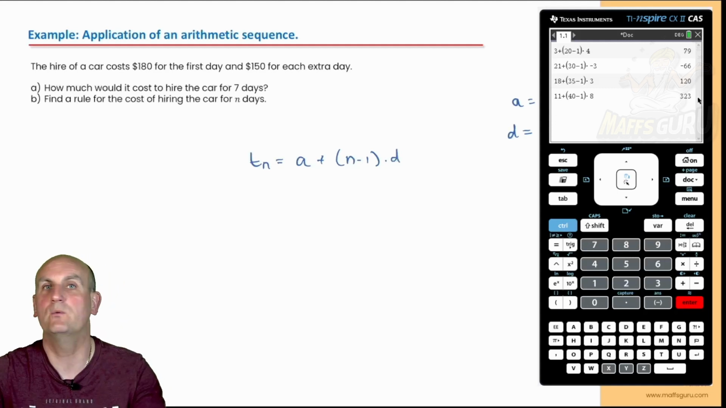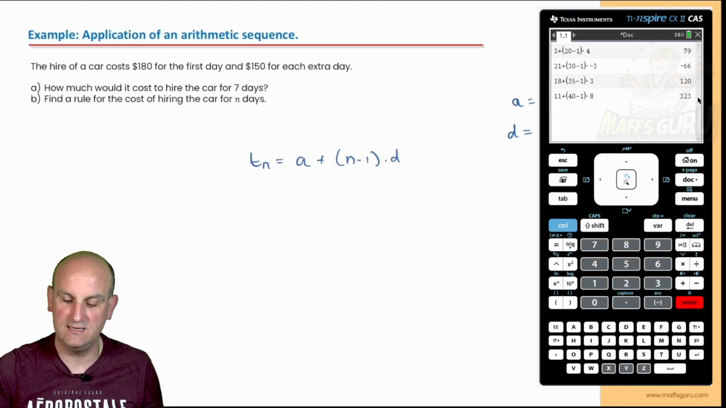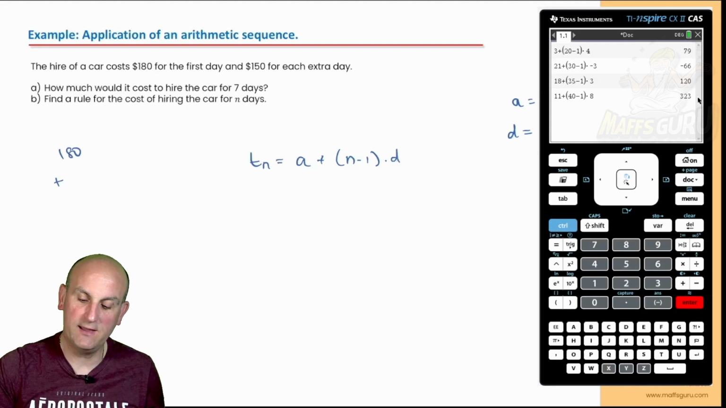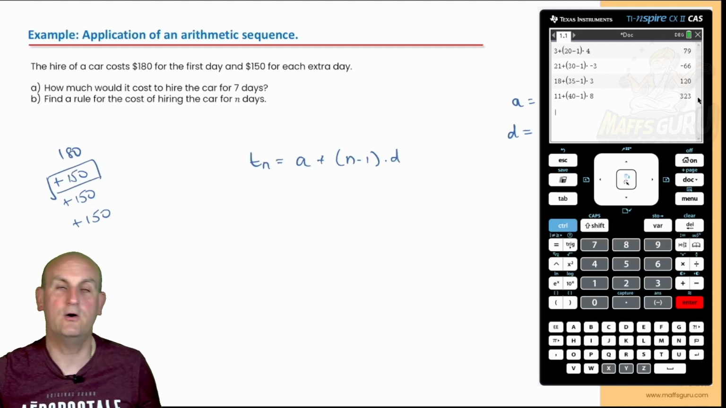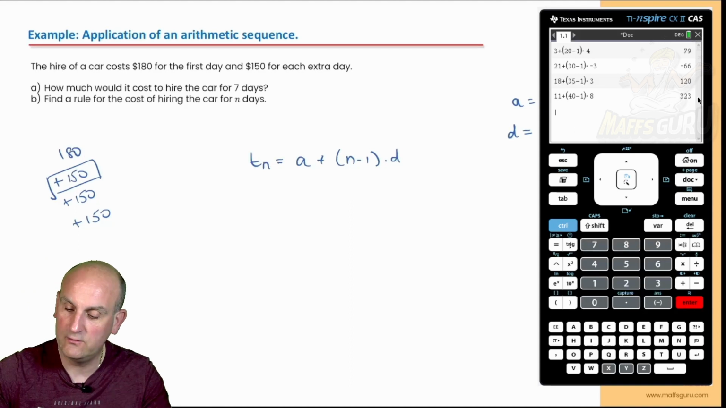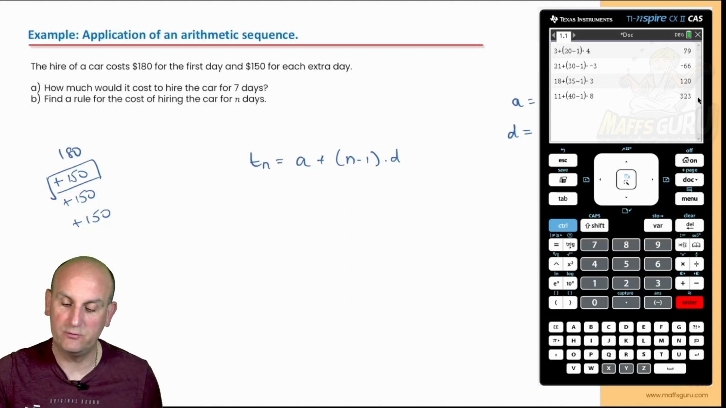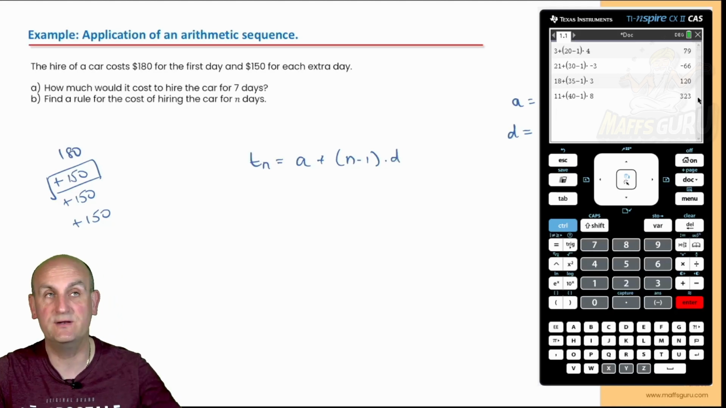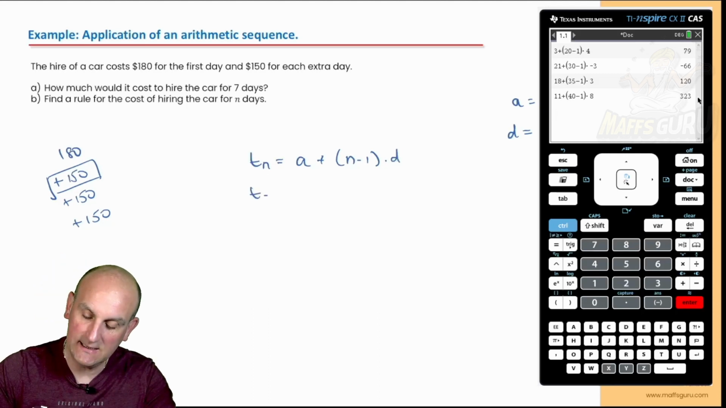Now again, I don't think any of you have hired a car, but what that means is the first day you walk in, you're going to pay 180 bucks. The next day you're going to pay $150 more, the next day another 150, the next day another 150. So there is my common difference. That's what it's going up by each day. So d in that situation would be plus 150. I'm adding it on. How much would it cost to hire the car for 7 days? Wonder what value they give me there. What letter are they giving me there? Oh, n. So they're asking me to find T of 7.